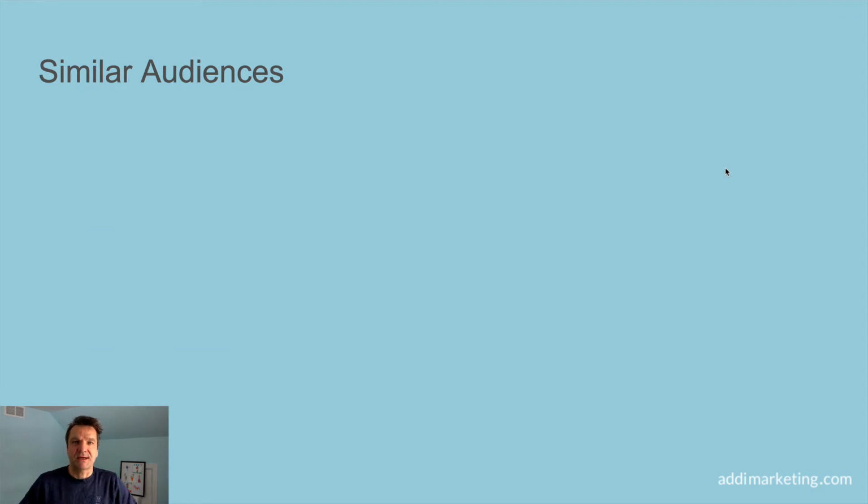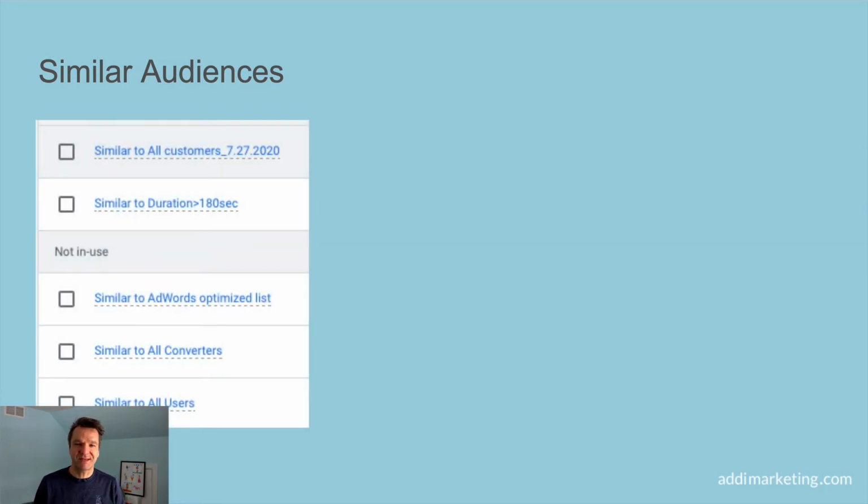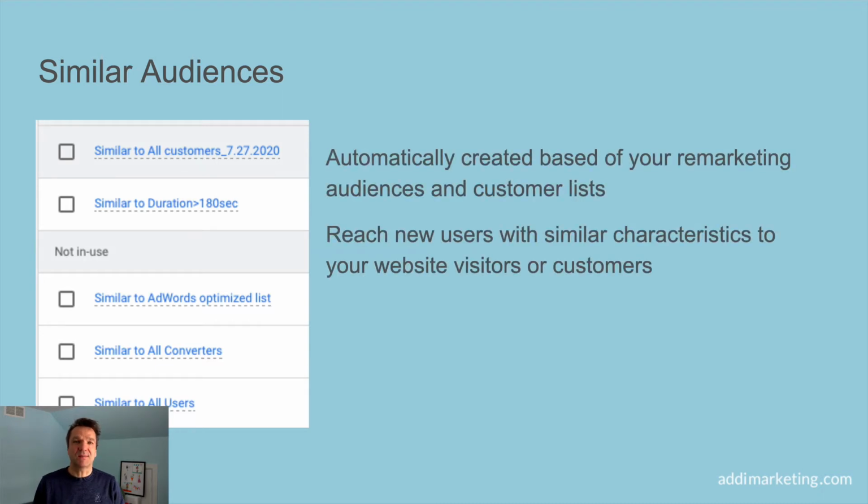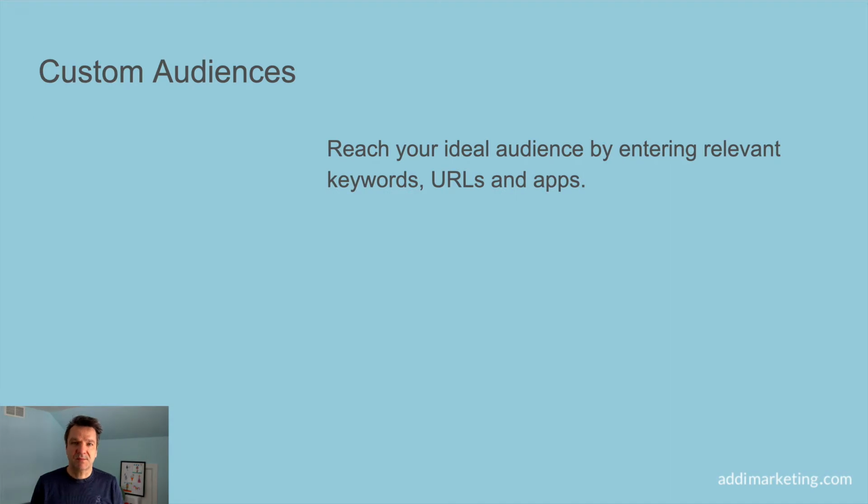After you build a remarketing audience or upload a customer list into your account, you will notice similar audiences automatically created. This is an attempt by Google to create an audience of new users with similar characteristics to your remarketing or customer lists.